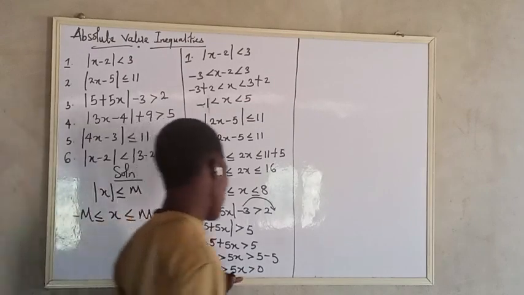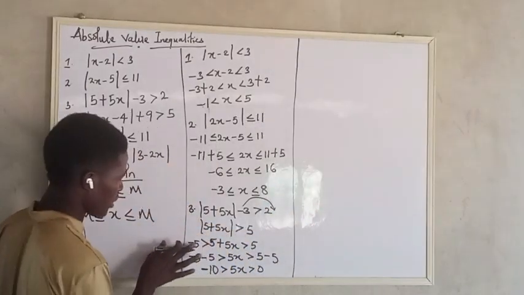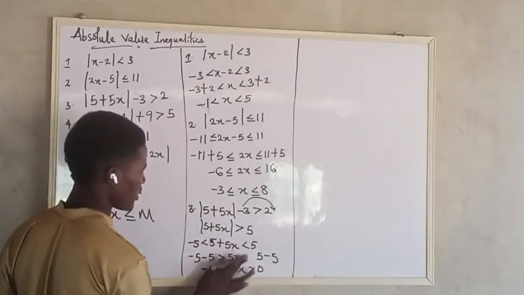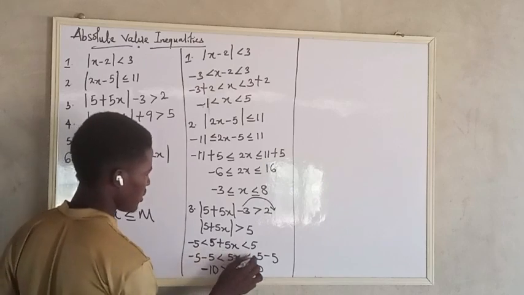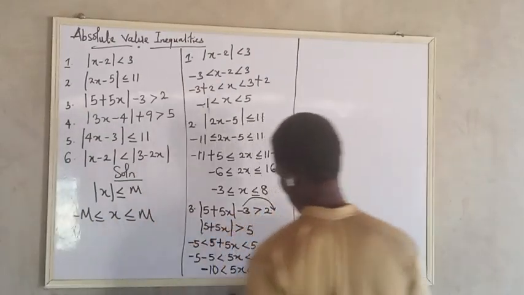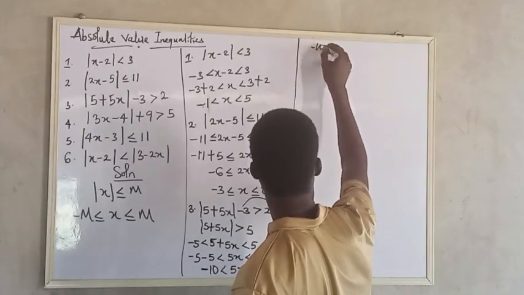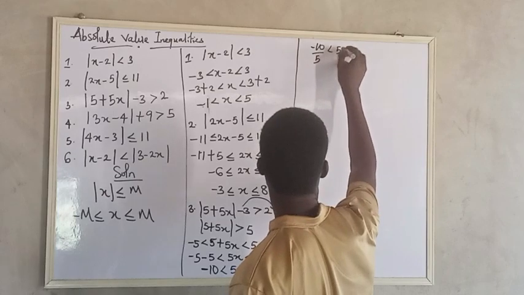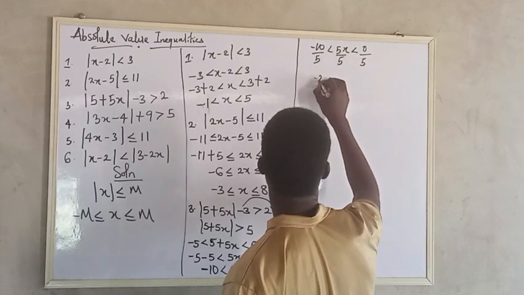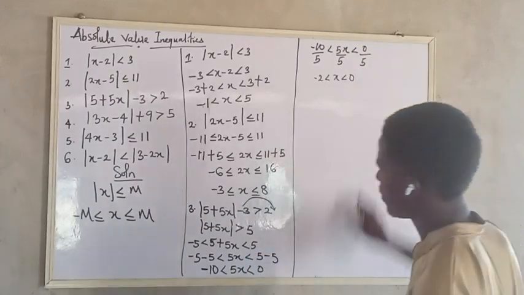If you divide through by, sorry, this has to change to less than, that's a rule. So this will become, divide both sides by 5, and we have minus 10 over 5 less than 5x over 5, just like I've been doing before, less than 0 over 5. So that will be minus 2 less than x less than 0. So that is the solution for that question.